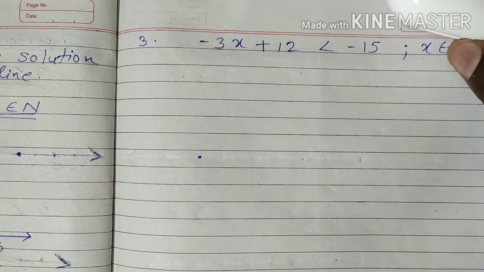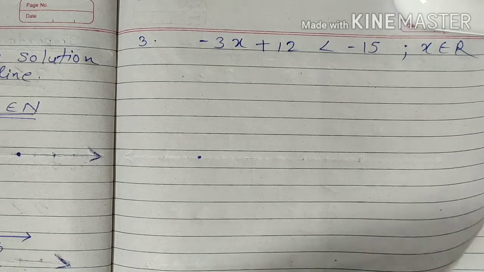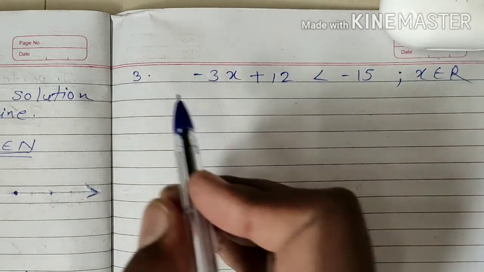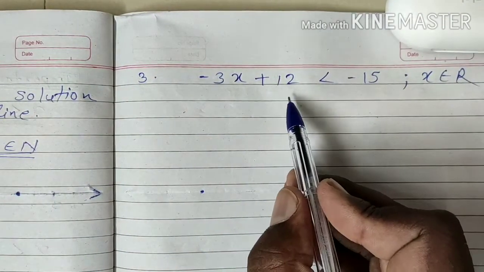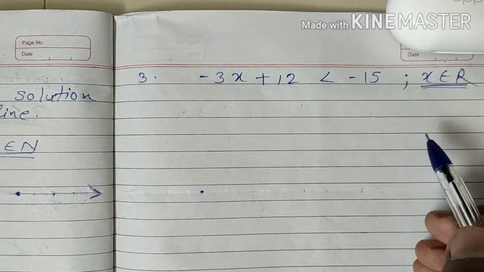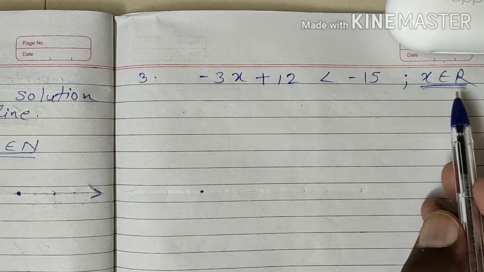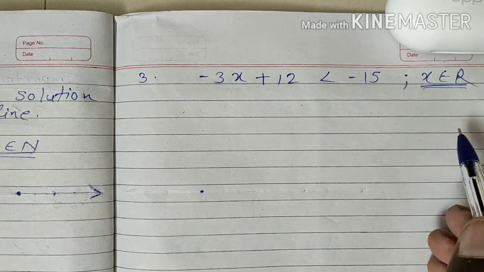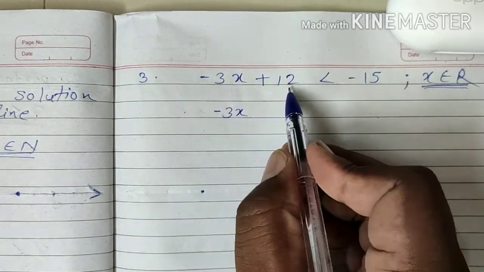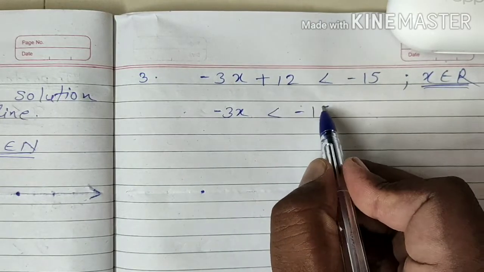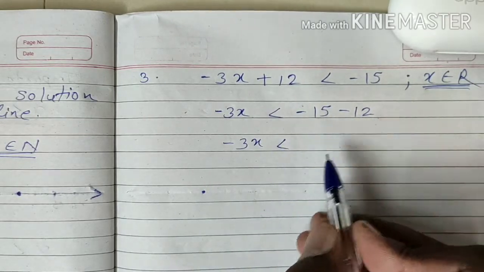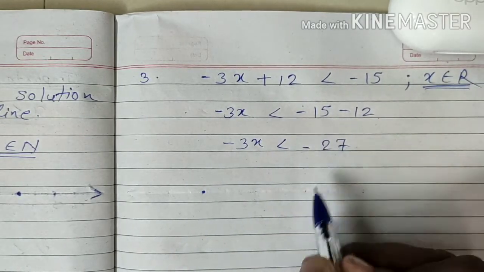Our next question is here. The question is -3x plus 12 is less than -15, and here x belongs to the real numbers. In the previous lecture we learned what real numbers mean and how they are represented on the number line. Okay, so let us find out the value of x. -3x plus 12 going that side will become -12. So -3x is less than -15 -12, which gives us -27.